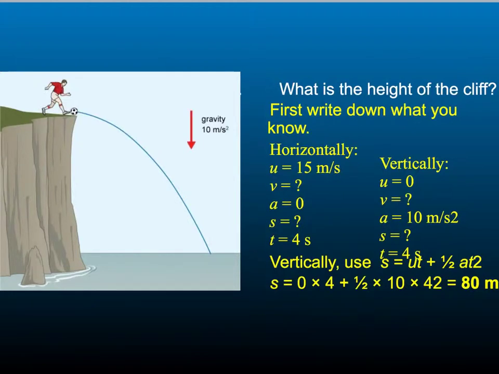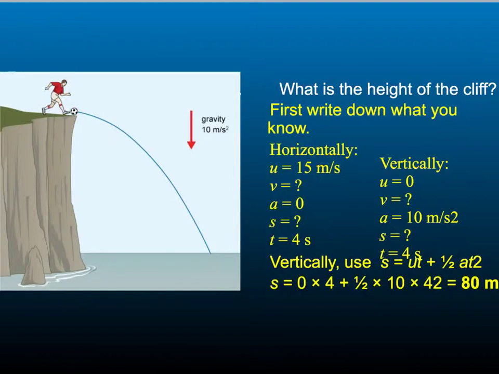Okay, so what is the height of the cliff? You know that this is a vertical height. However, I would still start these questions by writing down what you know both horizontally and vertically. So it told us that the horizontal velocity was 15 metres per second. That means that at the point when the ball is kicked, it only has that horizontal velocity. And it doesn't have a velocity going vertically. So u for vertical is 0.